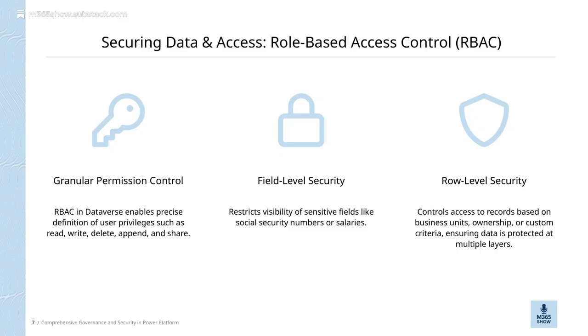Finally, a crucial aspect of securing data and access is role-based access control, or RBAC, in Dataverse. It enables us to define very precise user privileges, whether someone can read, write, delete, append, or even share data. All of these controls, when combined, give us a powerful way to manage security and access, aligning perfectly with our goal of maintaining robust governance across the Power Platform.